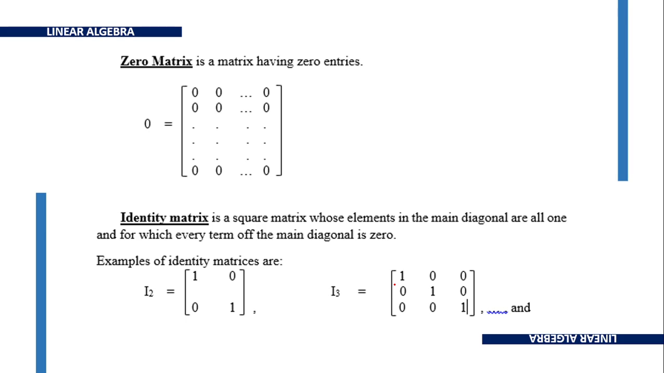Next, we have the zero matrix. So, zero matrix is a matrix having zero entries. So, basically, pag sinabing zero matrix, lahat ng elements niya is 0. So, yun lang naman yung sinasabi ng zero matrix.